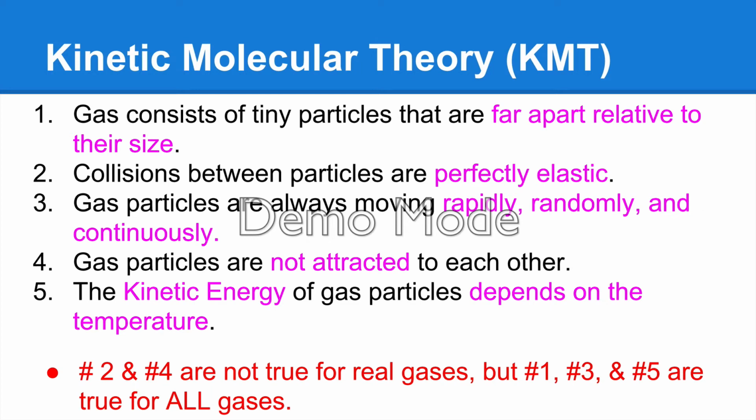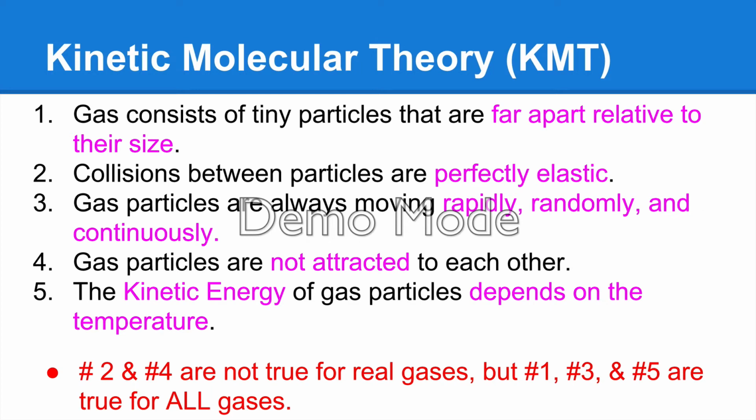1, 3, and 5 are true for all gases, regardless if it's real or ideal. The gas particles are tiny, they are far apart. Gas particles are always moving rapidly, randomly, and continuously. And number 5, the kinetic energy is dependent upon the temperature, because temperature is average kinetic energy.